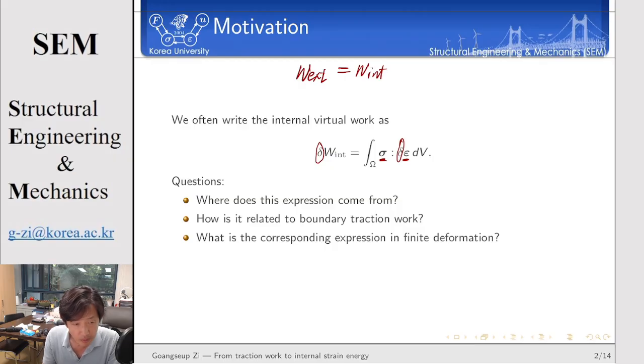So the question is how we obtain the form of the definition of internal work using the stress tensor and then the strain tensor. Are we able to derive the form of equation from the consideration of the work or calculation using the traction and displacement that we can observe from the surface of structure rather than stress tensor, stress state?